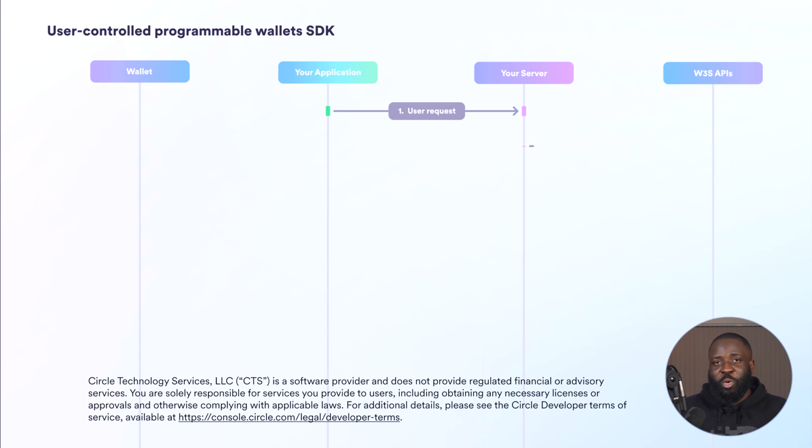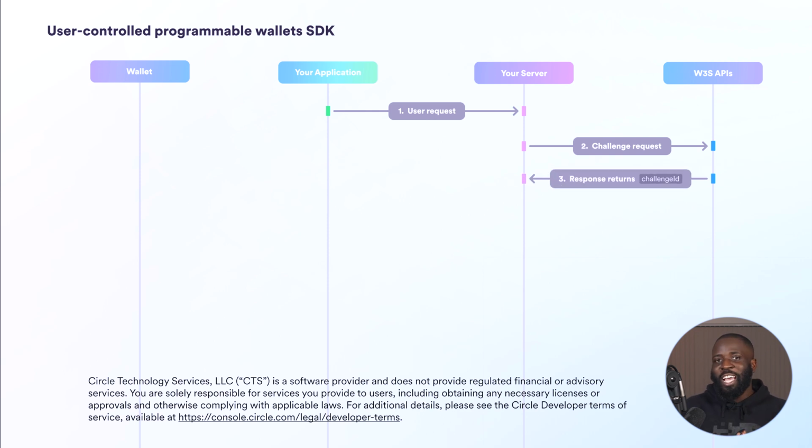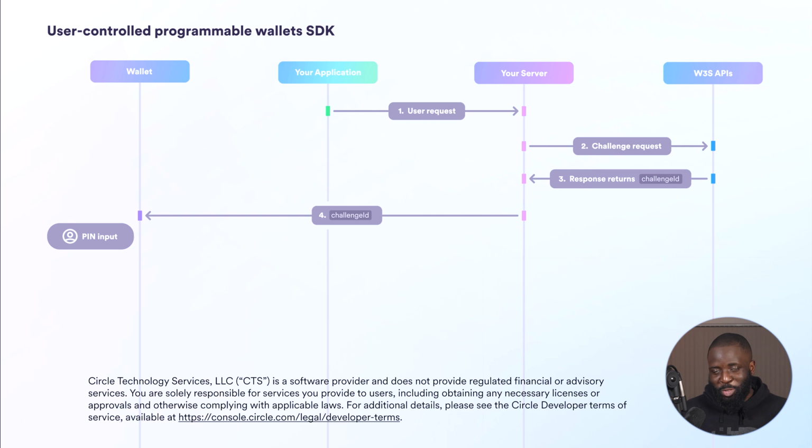Then the developer requests a user's transaction through Circle's programmable wallet APIs, and the API returns a response containing a challenge ID. The challenge ID must be completed to execute the requested transaction. And that was what we did with the input pin code. The developer passes the challenge ID to the programmable wallet SDK, prompting the user to input their pin code to complete this challenge. And you saw that.